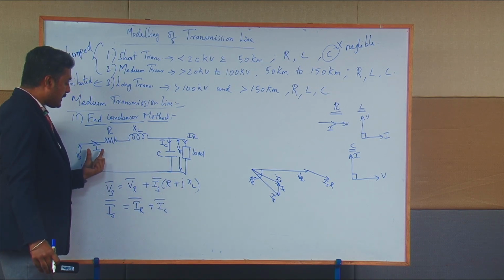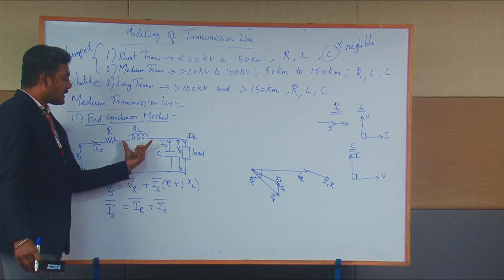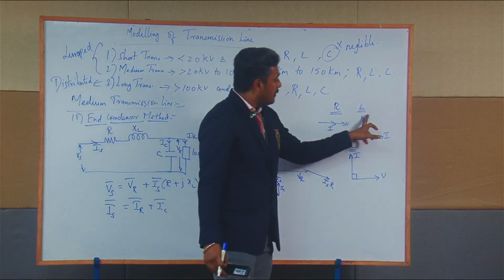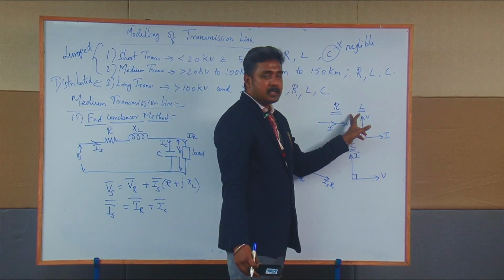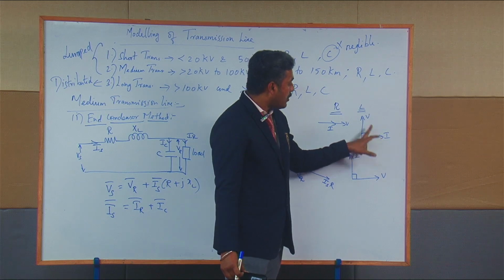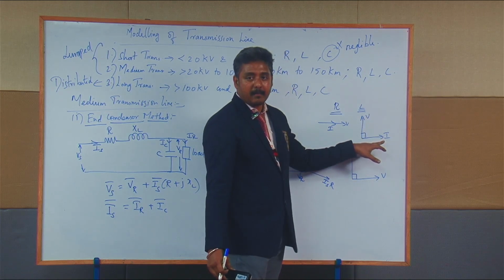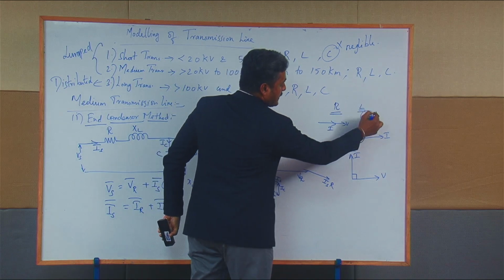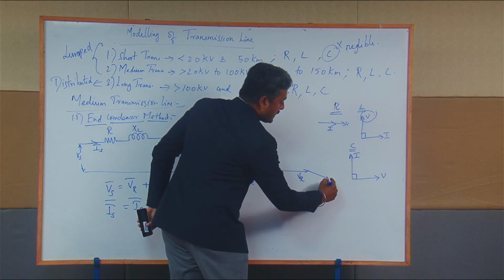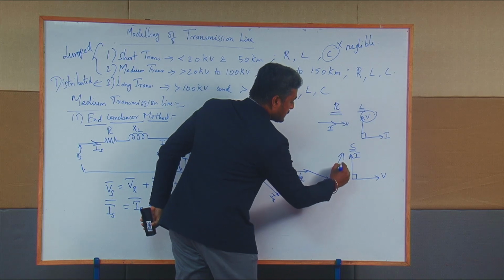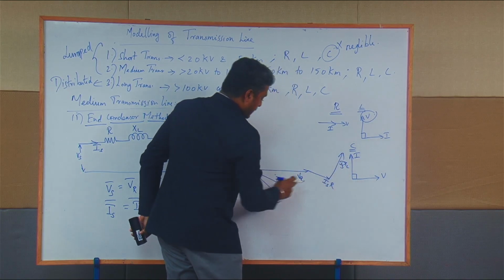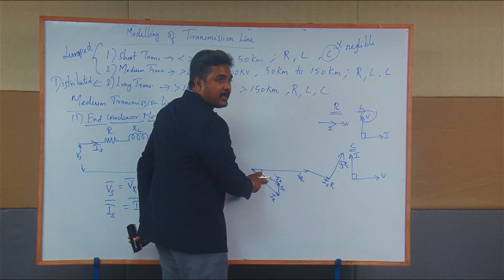If you are going to relate the voltage drop across this inductor and the IS vector, you all know that current lags the voltage by the angle of 90 degree, or voltage leads the current by the angle of 90 degree. See here, now I am going to draw the voltage drop. This voltage drop is nothing but IS into XL. This voltage is leading the IS vector by the angle of 90 degree.